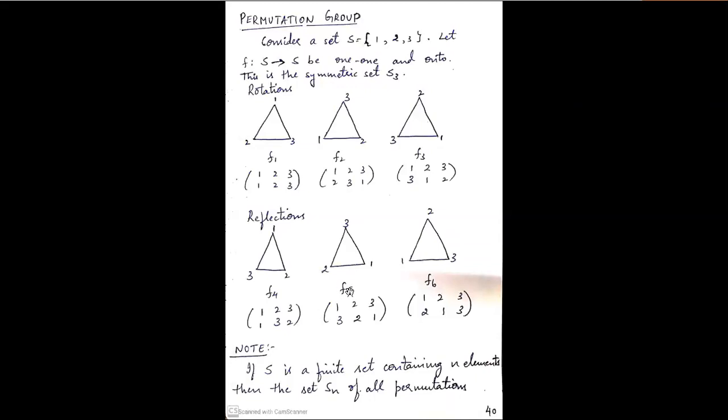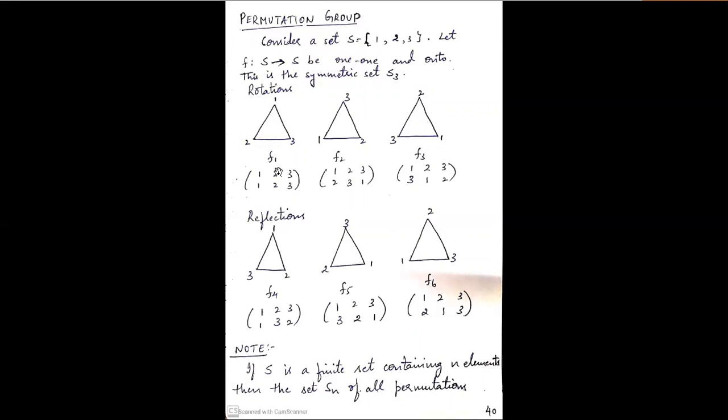Similarly, f5 will be, I'm fixing 2 now. 2 is fixed, 2 is mapped to 2, 1 is mapped to 3, 3 is mapped to 1. So this is f5. And f6 will be, I fix the third position. So 1 is mapped to 2 and 2 is mapped to 1. So these are called the reflections. So you have the rotations and the reflections, and no more functions are possible.